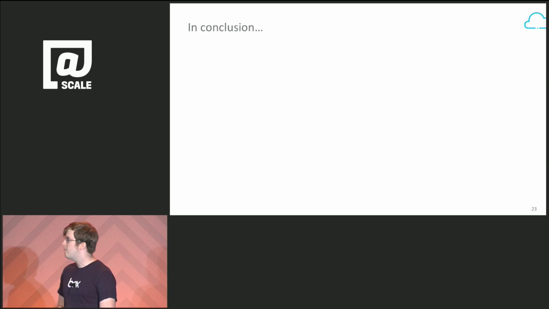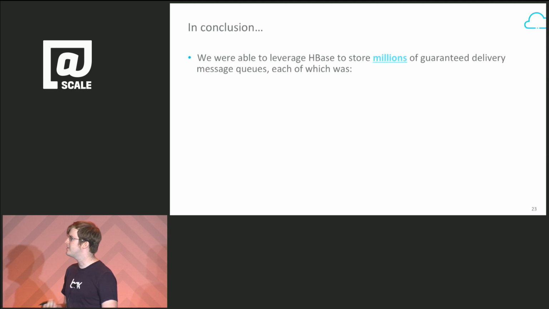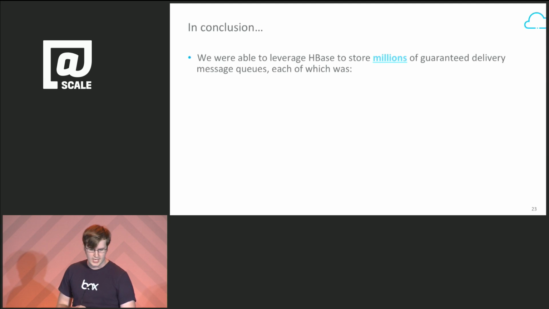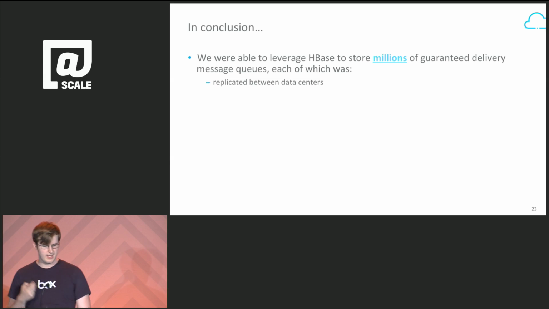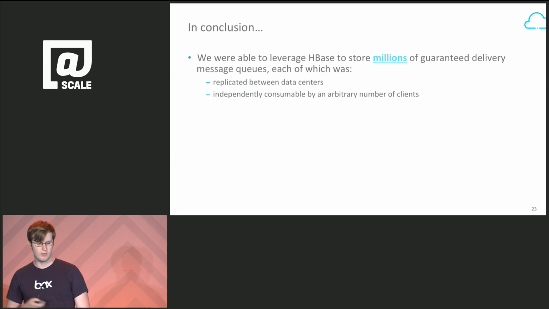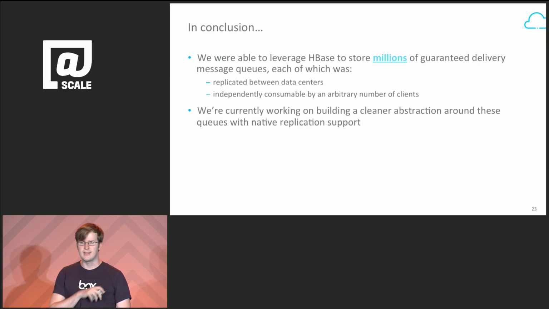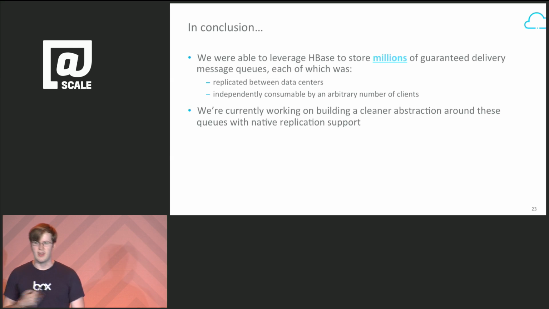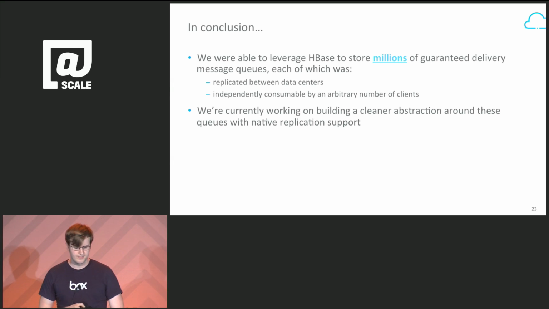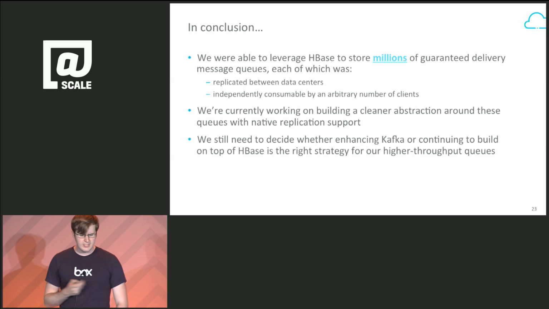So wrapping up, what we've been able to do is leverage HBase to store millions of guaranteed delivery message queues, each of which was replicated between data centers and independently consumable by an arbitrary number of clients. We're currently working on trying to build a cleaner abstraction around these user queues and actually be able to support native replication without having that be implemented at the client level.